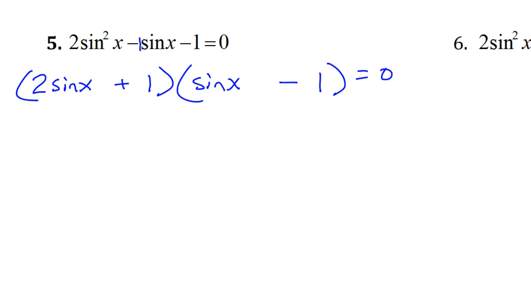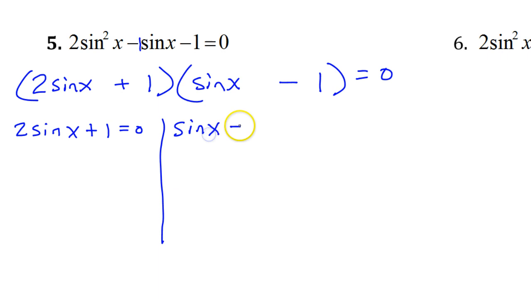These are not the same, so I am going to use the zero product property and set both of these equal to 0 and come up with different solutions. So setting the left side equal to 0, 2 sine x plus 1 equals 0. All right, that's going to give me one solution. And setting the right side equal to 0, sine x minus 1 equals 0, I'll get a different solution.